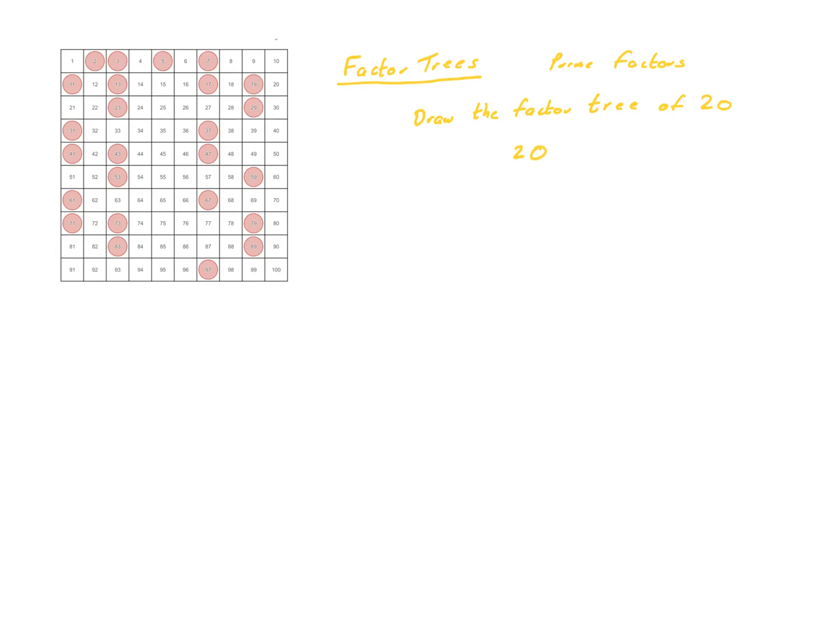Okay, then I'm looking for two numbers that multiply to make 20. Something times something equals 20. Maybe I'm going to go for 5 times 4 equals 20. So there's my 20. I'm going to split that into 5 and 4. Now I want something times something equals 5.